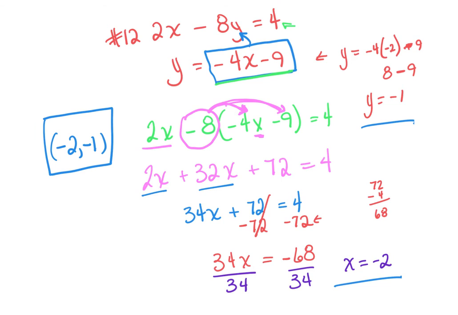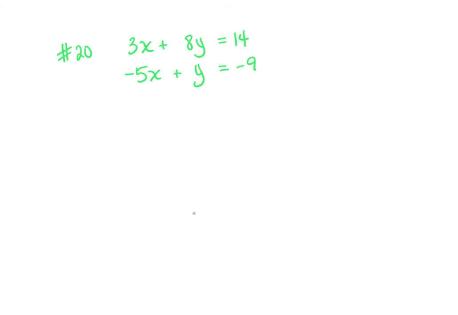This is solving by substitution. So with substitution, you want to look for the easiest variable, right? So 3x is not easy because it has a 3 in front of it. 8y is not easy. It has an 8 in front of it. Negative 5x is not easy. It has a negative 5 in front of it. This is going to be your easy guy.